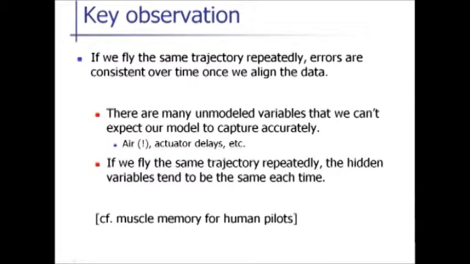And why does that work? This gets to your question a little bit. We think that there are a few unmodeled variables that we just don't have sensor data for, and that the net effect of those variables is the same for the same flight over time. So the airflow around the helicopter, the actuator delays, and many other variables that we're not modeling.